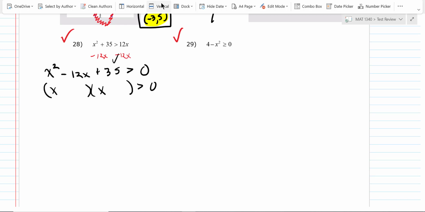What do I need to use for 35? There's only two possibilities. 1 times 35 and 5 times 7. What's the right one? 5 times 7, good. Okay, how do you make 5 and 7 add up to -12? They're both negative, thank you, very good. Okay, all right, again, you can do this in your head. x minus 5 equals 0, x equals 5 is going to be an x-intercept. x minus 7 equals 0, x equals 7 is going to be an intercept.